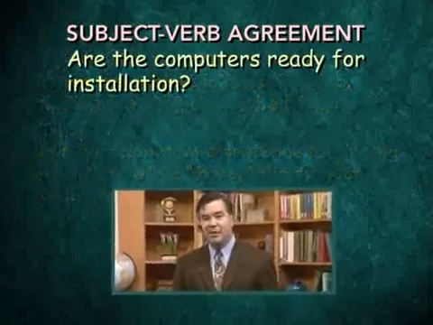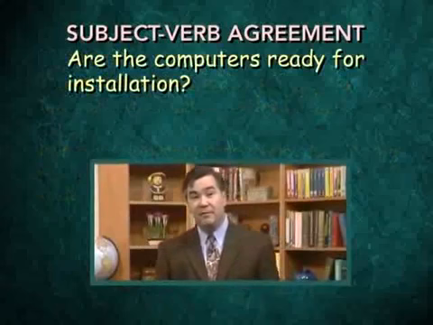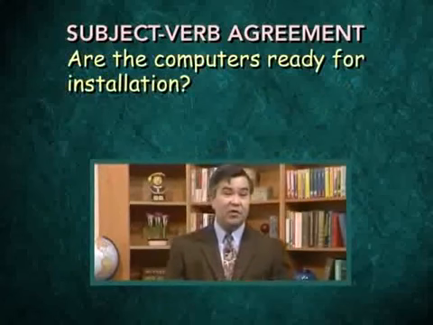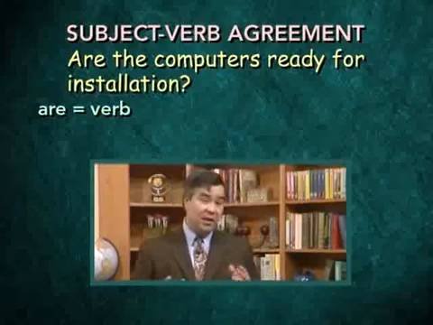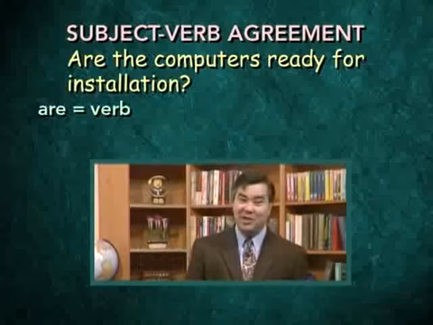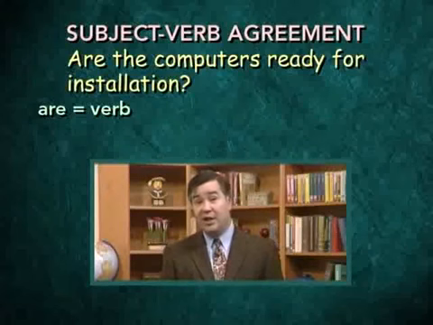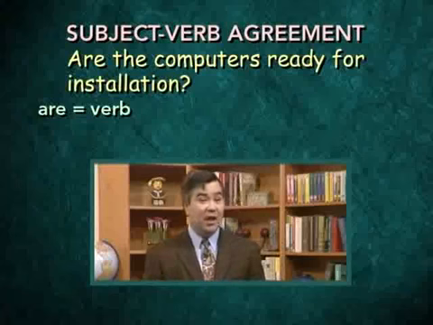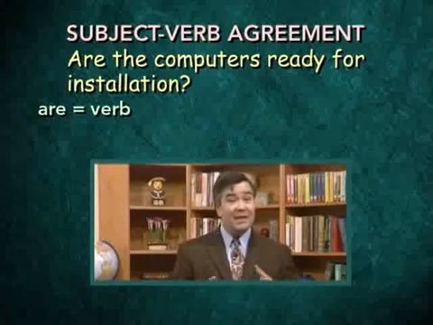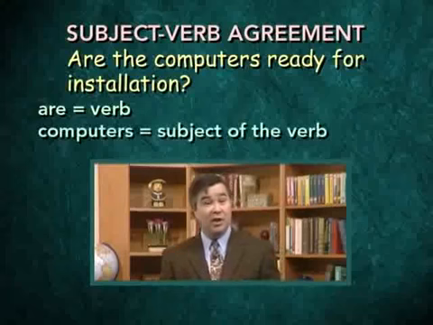Here are a couple of examples. Are the computers ready for installation? Here the verb is the very first word in the sentence, are, and that's often the case with questions. There's a question mark at the end of this sentence, which is certainly a telltale sign that we're dealing with a question here. Since the verb comes first, obviously the subject must come later. Now, what's the subject of the verb are? Well, the subject is the noun computers.